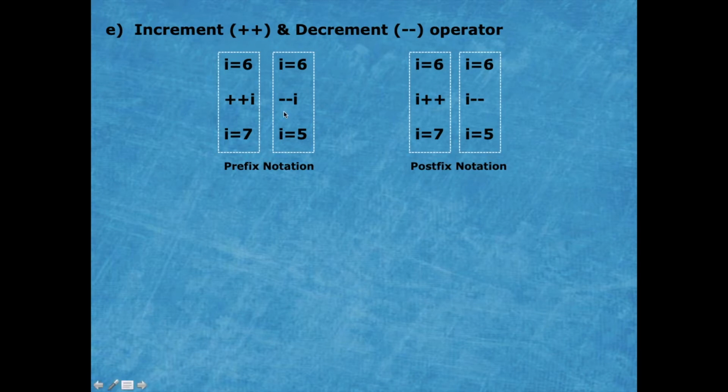Well, the answer is that the result is same. Whether you write ++i or i++, you get i equal to 7, and the same holds true for --i and i--. Now there is one very important rule which you should remember here, and I suggest that you also write this rule. So the rule is, if the expression has only one operator and only one operand, then there is no difference in the result of prefix and postfix notation.